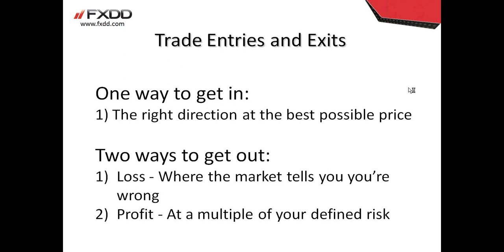Within that trend. So again, the right direction at the best possible price is where you want to get in, and the right direction is the trend. The best possible price is usually through a pullback. Now, as far as I'm concerned, there are two ways to get out.